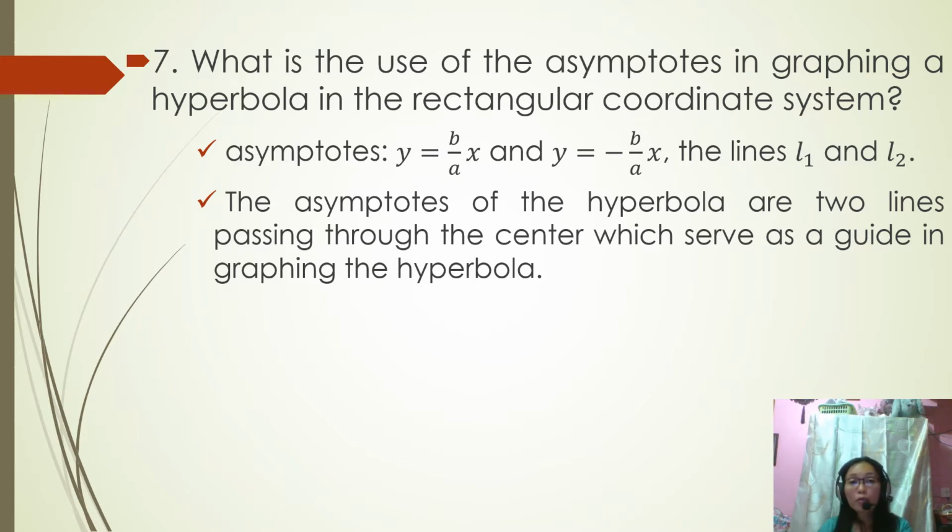If you could still remember in your general mathematics, asymptotes are lines that will get closer and closer and closer to your conic section. Like in a hyperbola, it will get closer and closer, but it will never meet, it will never touch, it will never intersect the hyperbola.